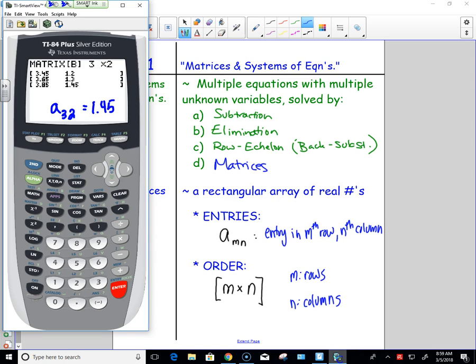What if I was to ask you to name 3.65? How would you name it? What would the notation be for that guy?